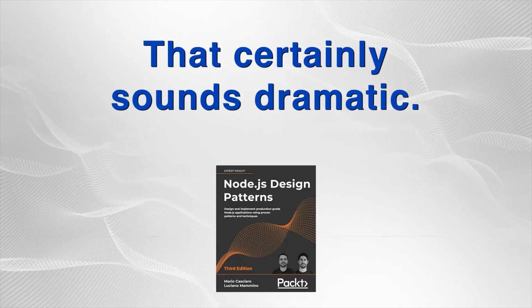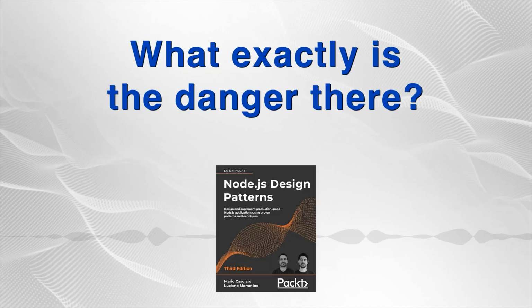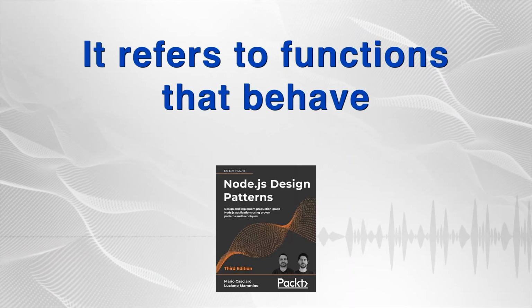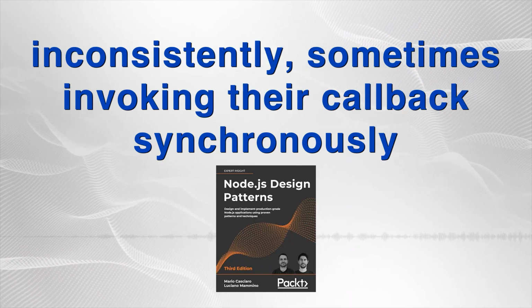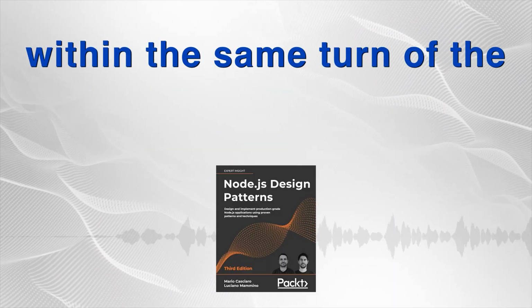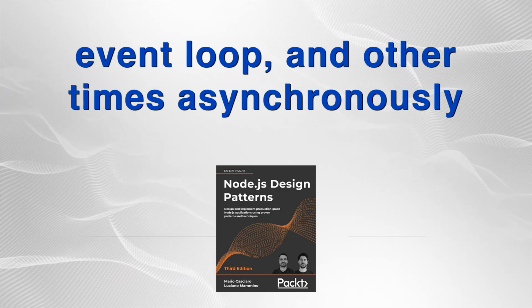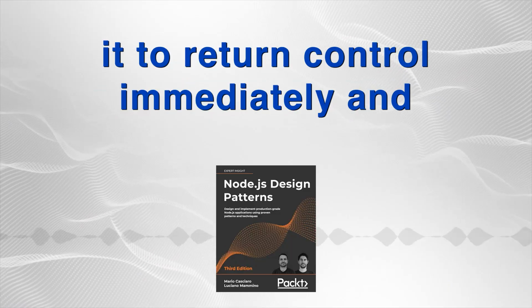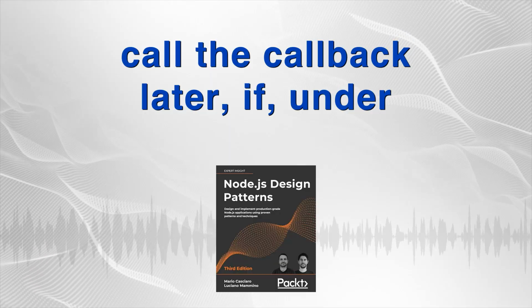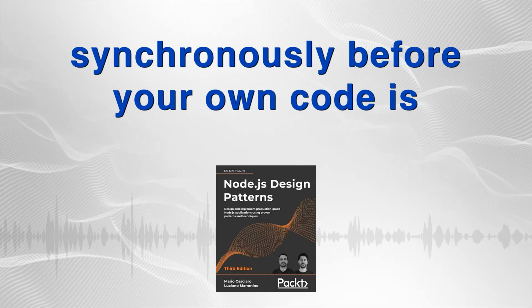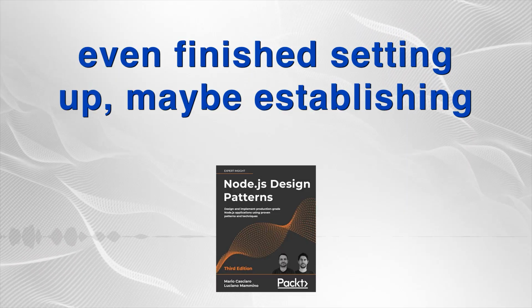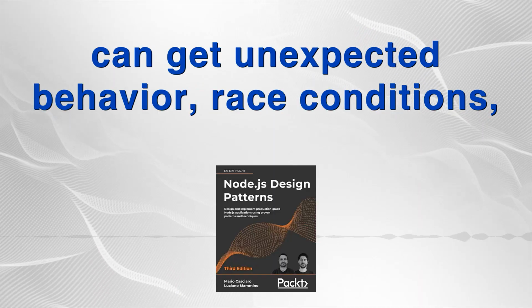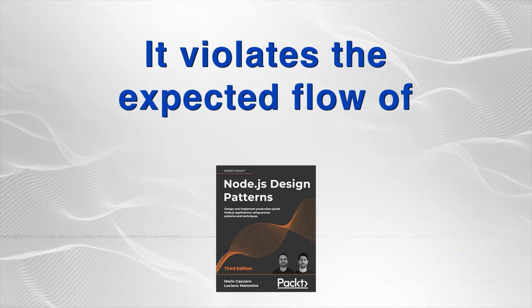Unleashing Zalgo. That certainly sounds dramatic. What exactly is the danger there? Why is inconsistent timing so problematic? It refers to functions that behave inconsistently, sometimes invoking their callback synchronously within the same turn of the event loop, and other times asynchronously deferring it. Imagine you call a function expecting it to return control immediately and call the callback later. If, under certain conditions, it calls the callback synchronously before your own code is even finished setting up, maybe establishing error handlers or releasing locks, you can get unexpected behavior, race conditions, and crashes. It violates the expected flow of control.